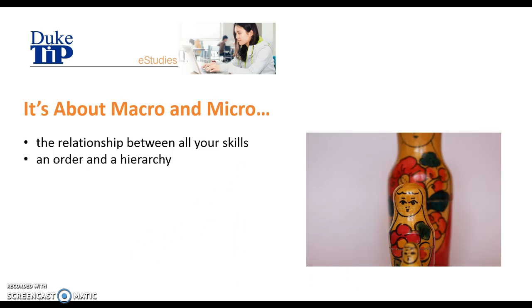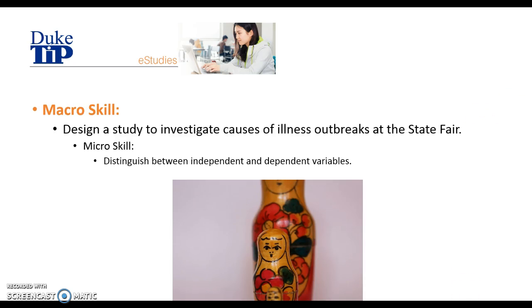Well, what it's about is the macro and the micro. What we want to know is the relationship between your skills. We want to know what's most important, in what order, and what's the hierarchy. Because your skills are not just a grocery list. You're going to be actually intentionally selecting them and breaking them into micro skills. Like Russian dolls, these skills are going to be within each other and build on one another.